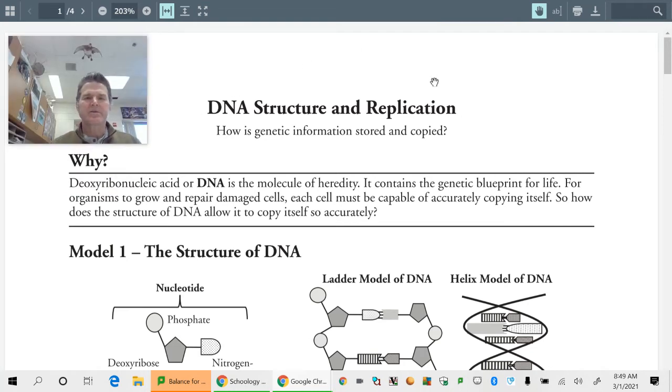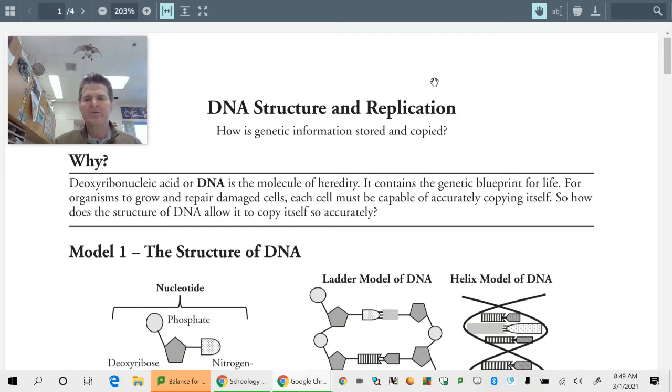DNA, structure and replication. How is genetic information stored and copied? Why? Deoxyribonucleic acid, or DNA, is the molecule of heredity. It contains the genetic blueprint for life. For organisms to grow and repair damaged cells, each cell must be capable of accurately copying itself. So how does the structure of DNA allow it to copy itself so accurately?